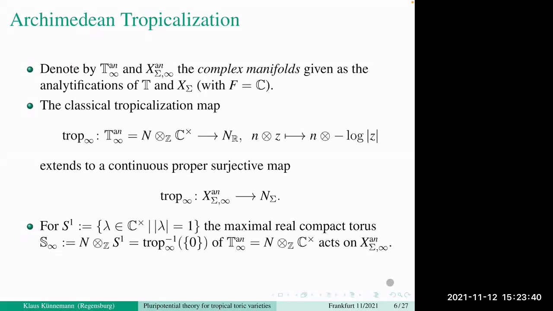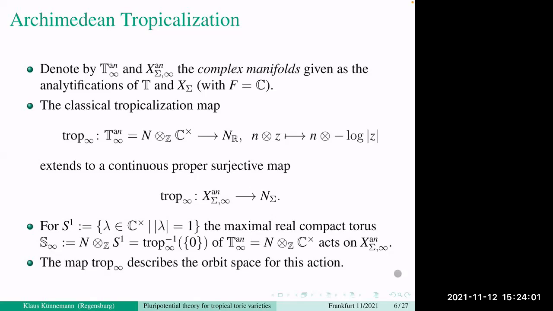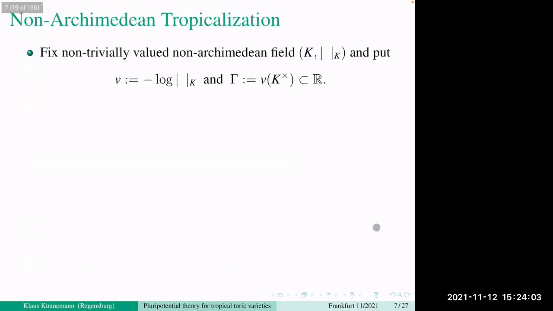So S infinity also acts, and then you can check that the map trop infinity just describes the orbit space for this action. So the tropical toric variety is the quotient of the toric variety by the action of S infinity. And now something similar holds in the non-Archimedean world.